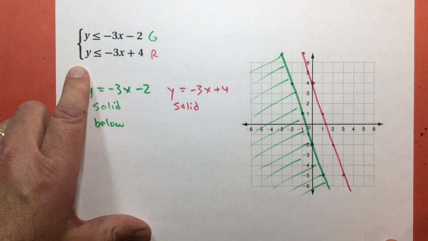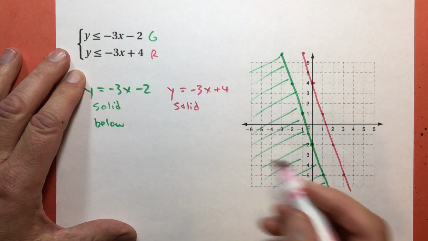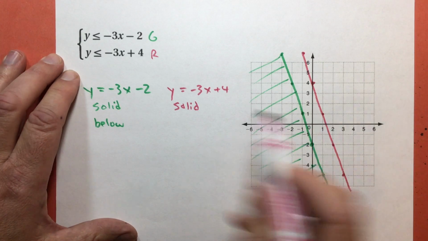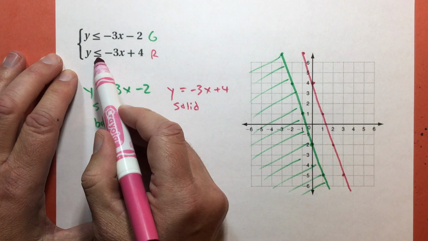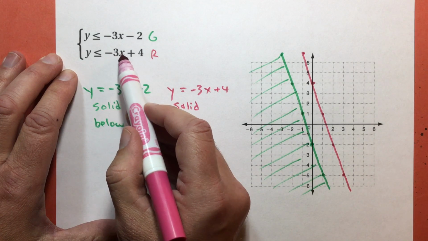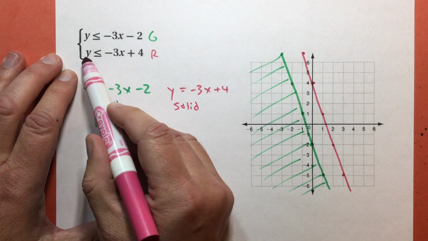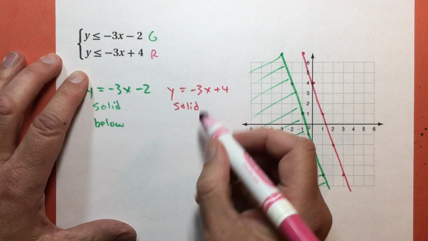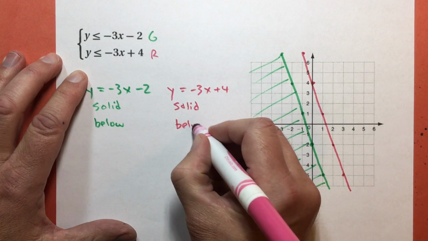And do I shade above or below it? So let's try 0, 0 again. That's below the red. Is 0 less than or equal to negative 3 times 0 plus 4? Is 0 less than 4? Yes, it is. So 0, 0 works. So I think I'm going to need to be below this line.